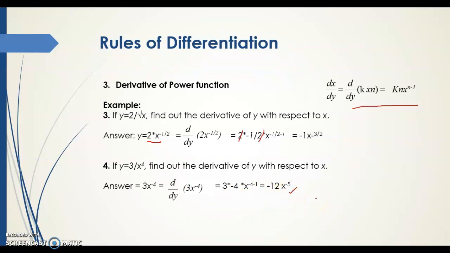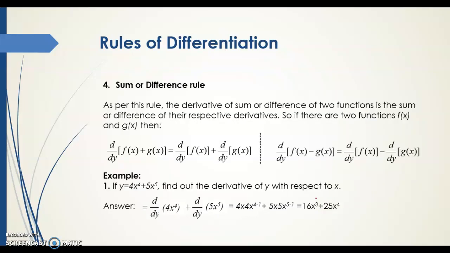Okay. Now we'll jump to the next rule, which is the sum or difference rule. This is a very easy rule. As per this, the derivative of the sum or difference of two functions is the sum or difference of their respective derivatives. So if there are, for example, two functions f(x) and g(x), and we have to find the derivative, then we'll calculate the standalone derivatives of the respective functions and then simply add or subtract them as per the case.